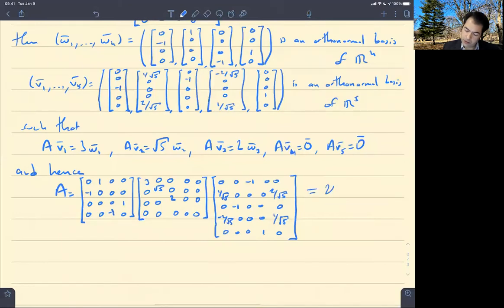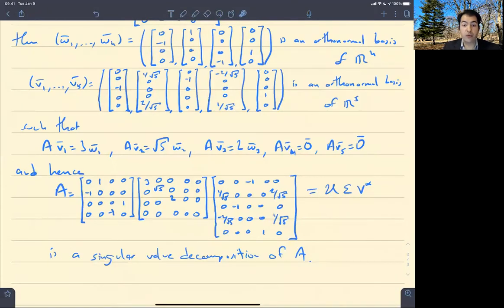Right, this U sigma V star is a singular value decomposition of A. It is better to say a singular value decomposition as opposed to the singular value decomposition, because as we've talked about, these matrices are not unique. Sigma is unique, but U and V are not.